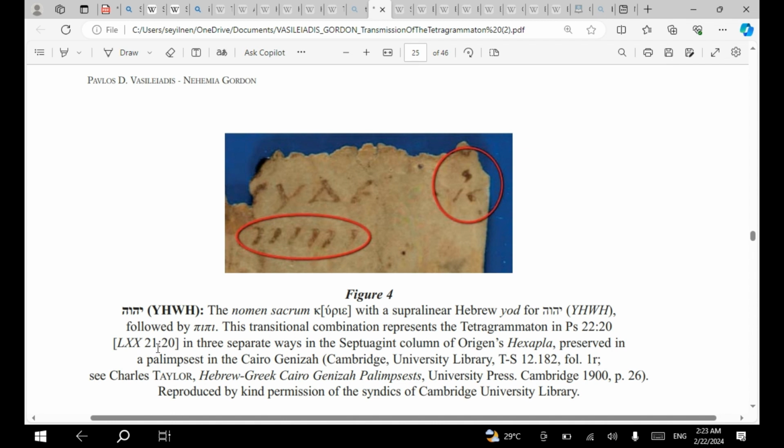But NINI is found in the LXX, which is the Hexapla. Which is the Septuagint, right? In 3 separate ways in the Septuagint columns of origin, Hexapla preserved in a palimpsest in a Cairo Geniza. This is in Egypt. You remember what I told you? The Septuagint was written by Ptolemy for the Hebrews who were held captive in what? In Egypt.